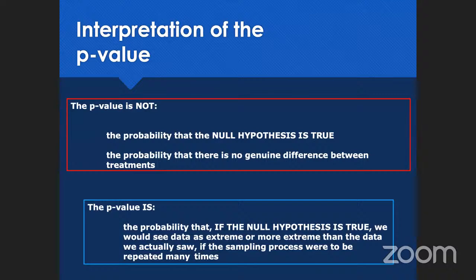So how can we interpret the p-value? The first thing to know is that the p-value is not the probability of the null hypothesis, or the probability that there is no genuine difference between the treatments. Rather, the p-value is the probability that, if the null hypothesis is true, we would see data as extreme or even more extreme than what we actually saw, if the sampling process were repeated many times.